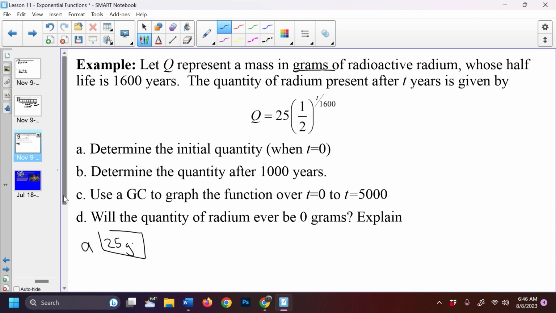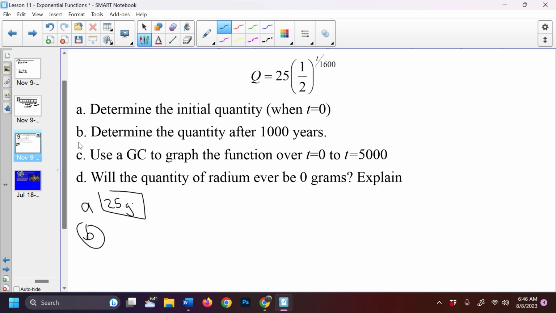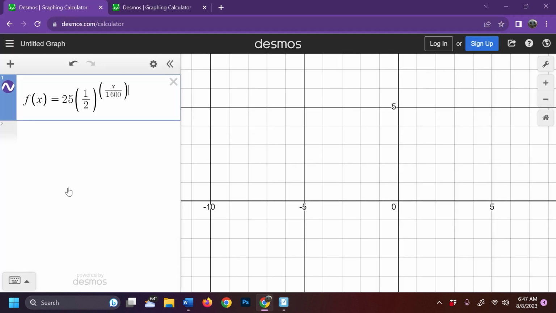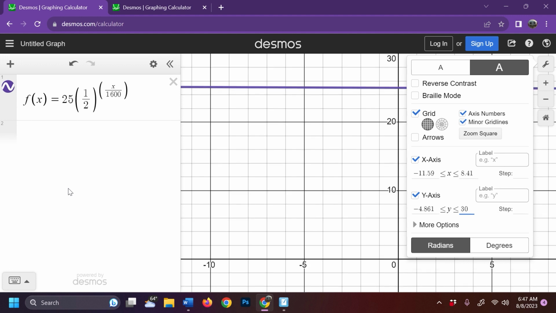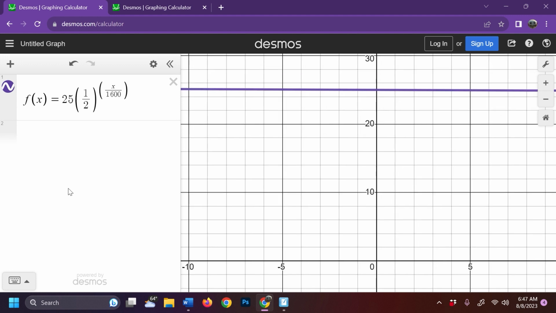It says determine the quantity after 1,000 years. And then part C asks us to use the graphing calculator to graph the function from 0 to 5,000. So let's do both of those at the same time. Now again, we don't see anything, but we know that it has a y-intercept of 25. So when I go to my little wrench here, I want to change the top y value to 30.